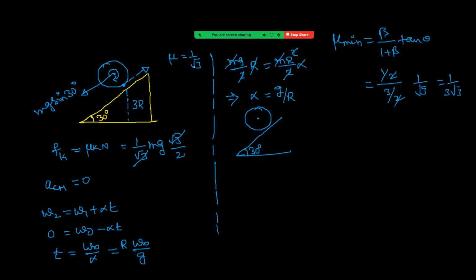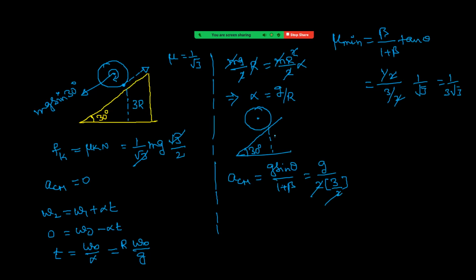But here the present value is 1 by root 3. So this is greater than the required value. That means the cylinder rolls down without slipping. In such a case, acceleration of center of mass is g sine theta upon 1 plus beta. Sine 30 is 1 by 2, so g by 2. This is g by 2. 1 plus beta is 1 plus 1 by 2, that is 3 by 2. So a CM is g by 3, right?